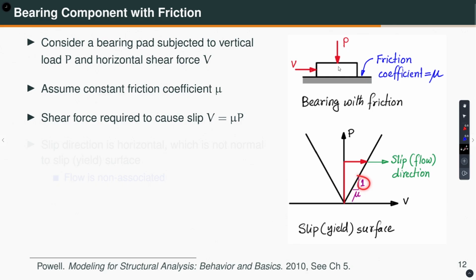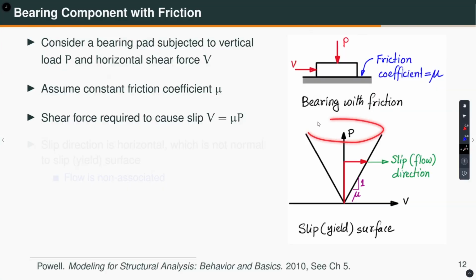Now, if you consider in 3D, this V can be in any direction. So, then what you get? You basically get a cone. So, this becomes a cone like that, where V you can take in two mutually perpendicular directions. Let us say we are talking about this simple 2D.